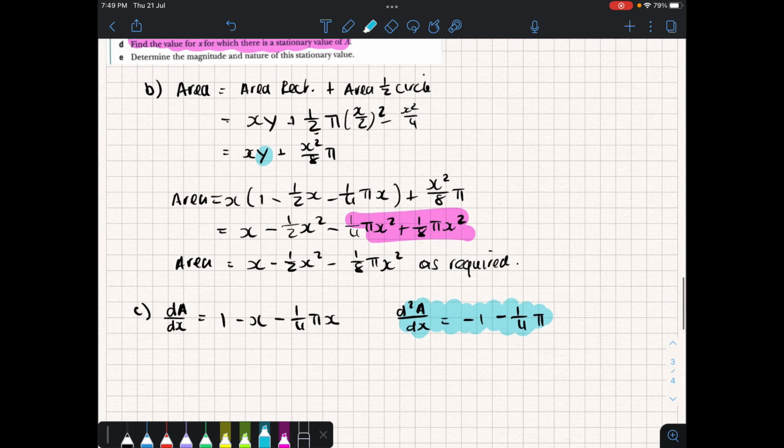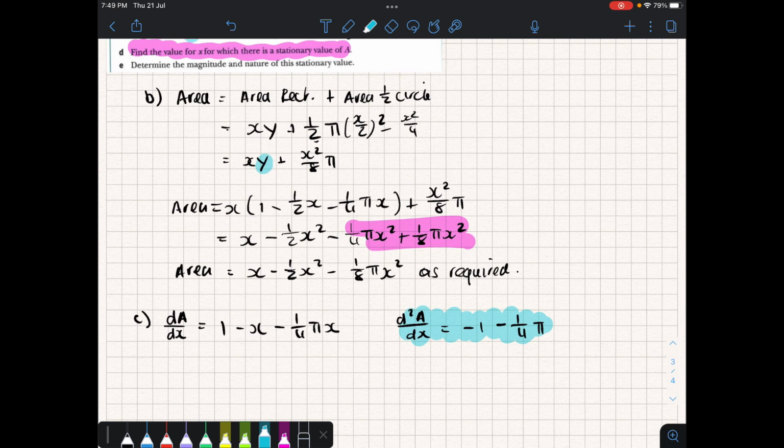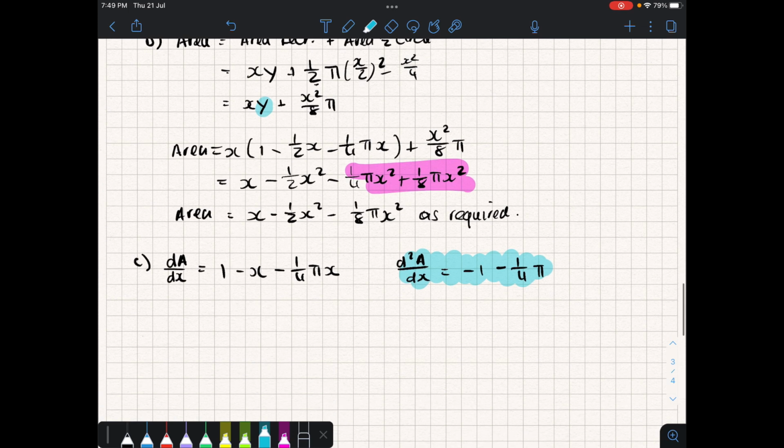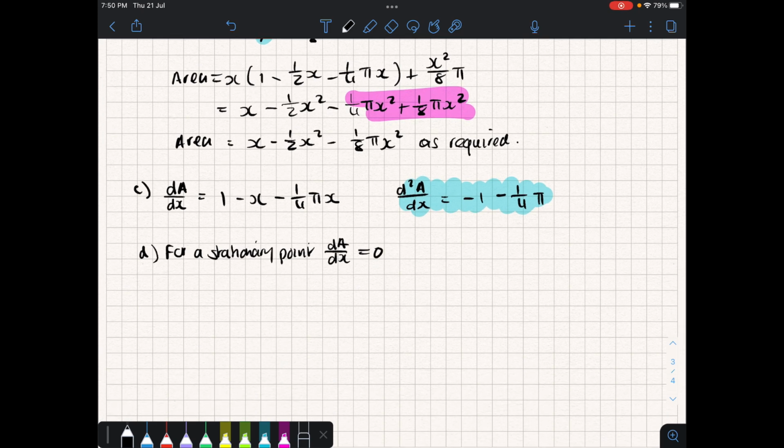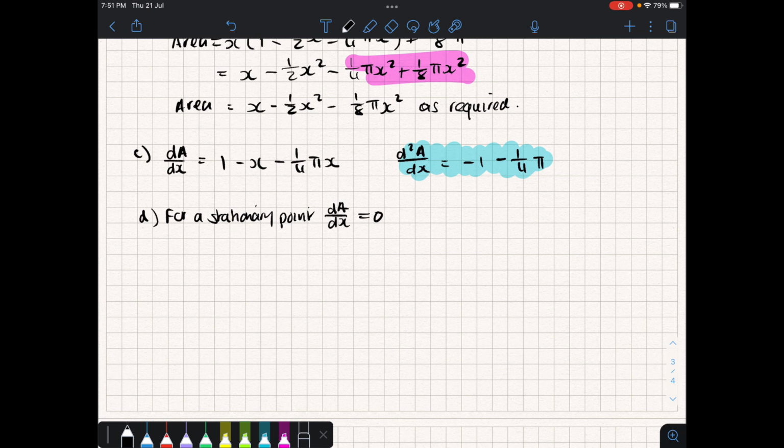All right, so part D says find the value of x for which we have the stationary value. So let's find that value. So for a stationary point, the derivative, which in this case is dA on dx, should be equal to 0. So let's make the derivative equal to 0. Okay, so that means that we get 1 minus x minus 1 quarter pi times x equal to 0.